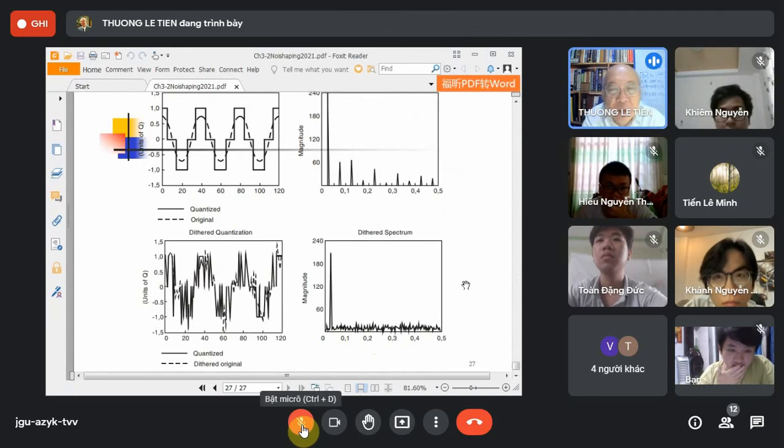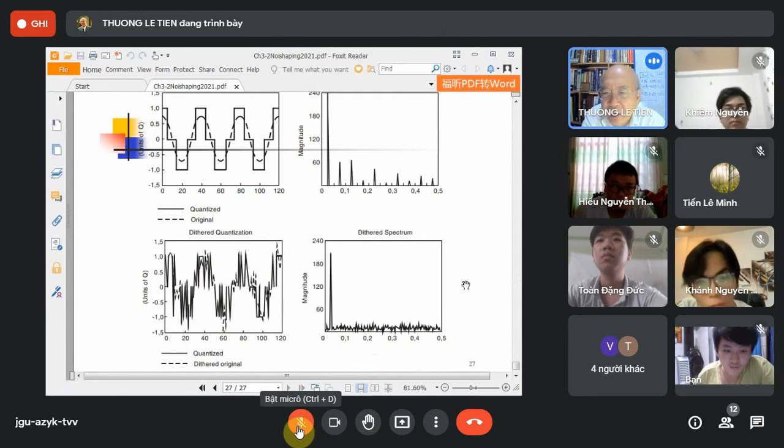In Vietnamese, dither is a specific name, so we would not translate the word directly into Vietnamese.